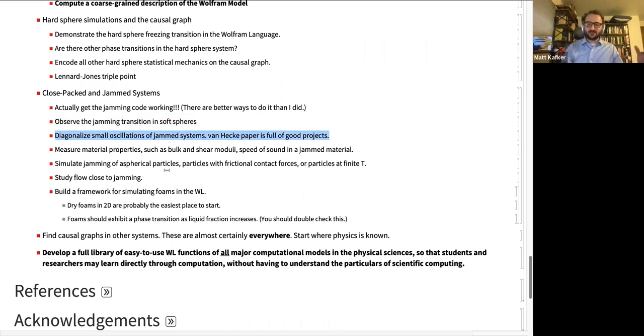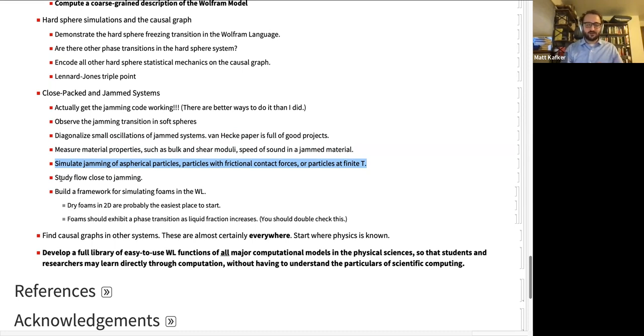Do this diagonalization of small oscillations. The Van Heck paper is great on this. Measure some of these bulk moduli, shear moduli, elastic moduli, material properties. Jamming in aspherical particles, frictional contact forces, particles at finite temperature. This is also in the same review article, and those problems sound like they get much more difficult.